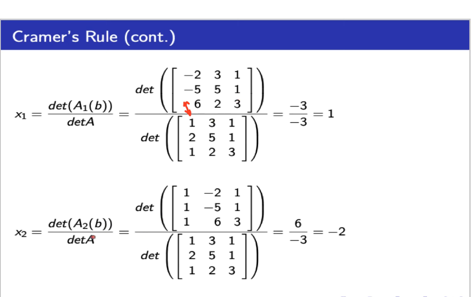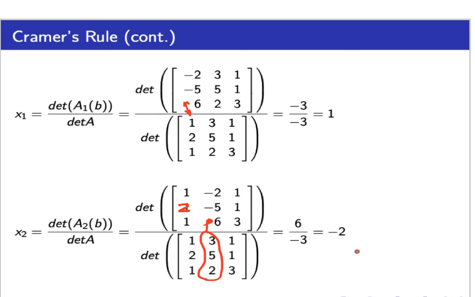Okay, now let's look at x2. Here x2 means you're replacing the second column by the constant vector. Oh, sorry, guys, this should be 1, 2, 1. Mistake, guys, please. So it's going to be 1, 2, 1, -2, -5, 6, 1, 1, 3. Exactly, they should match. But that's where the change is. You get 6 over -3. The answer is -2.